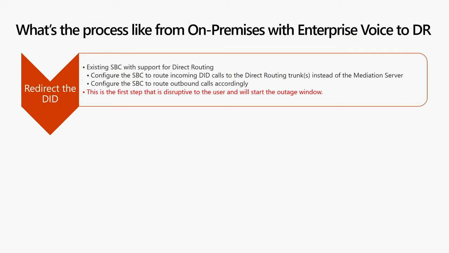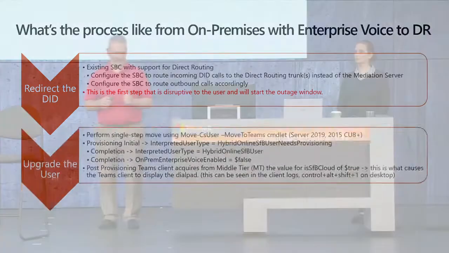Now let's move forward a little bit. Redirect direct routing from the SBC point of view. When you do that, incoming calls from the SBC will go through the trunk to Teams instead of the mediation server on premises. Let it be CCE or server architecture, there is no difference here. And this is the first time the user will notice something works differently.